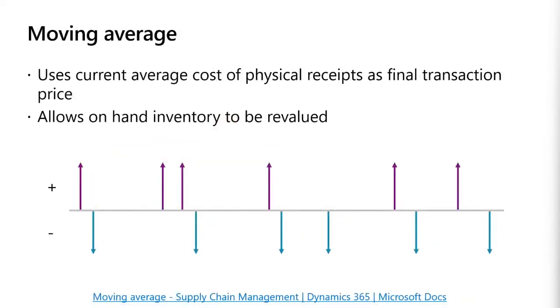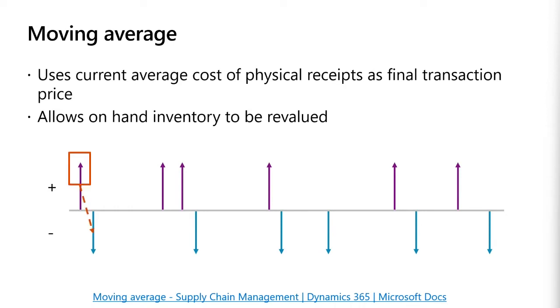The final average costing method that we'll look at is moving average. Moving average posts issue costs based on the current average value of inventory at the time of posting. It uses the receipt's physical update costs as the basis for the average calculation, and any discrepancy that occurs with the financial update to the receipt transaction is posted to a special account. We also have the ability with moving average to post a revaluation of on-hand inventory cost if this is needed.